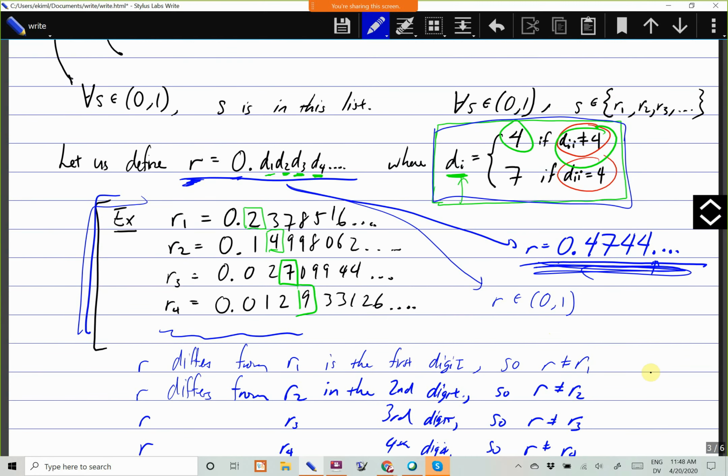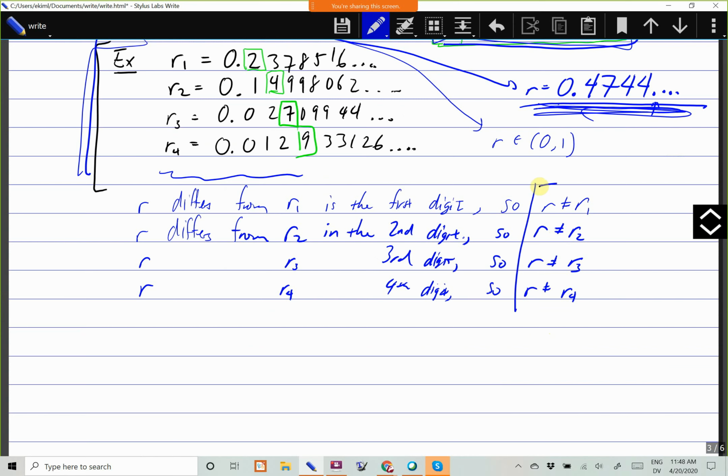I mean, all of this was by design, because look at how, now maybe there's a little more appreciation for why the rule was like this. If the ith digit of the ith number is not a 4, go ahead and use a 4 for our number. If the ith digit of the ith number is a 4, just pick something else, and I just picked a 7 is the point here. But now take a look at what happens: R is not equal to R sub 1 or R sub 2 or R sub 3 or R sub 4. You know what? If we keep going, R is not equal to R sub 8. It's not equal to the 8th real number in the list because R and R sub 8, these two real numbers differ in the 8th digit.